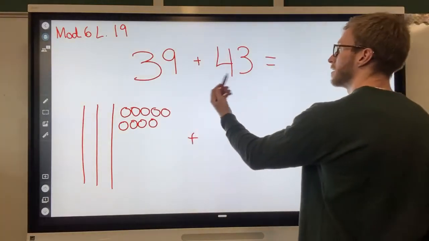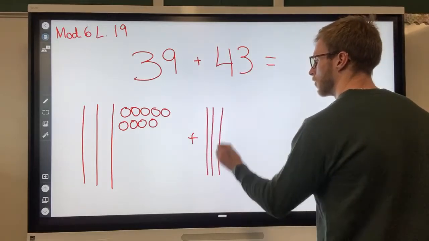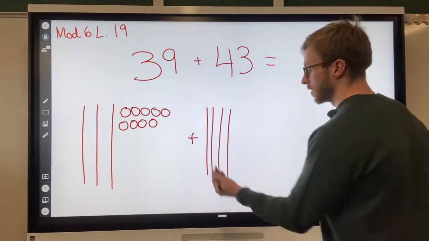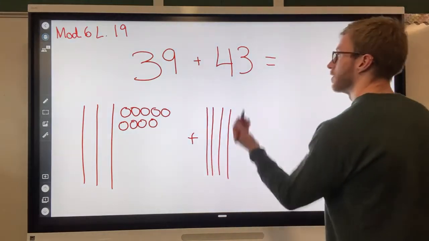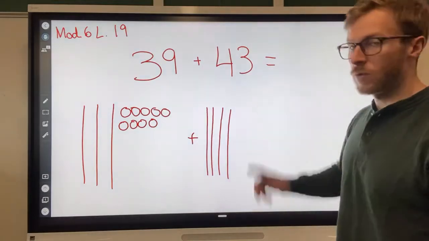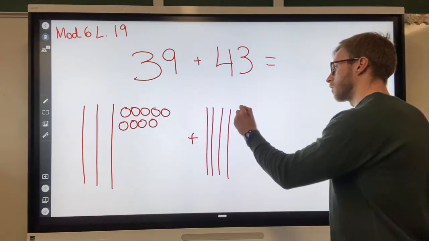So start with my tens. I have 4 tens, 10, 20, 30, 40, right? That's where we get the 40 from, 43. Now, how many ones do I have in 43? I have 3 ones, so let's go ahead and draw 3 ones.